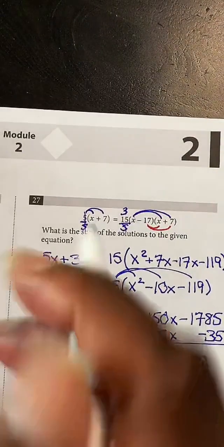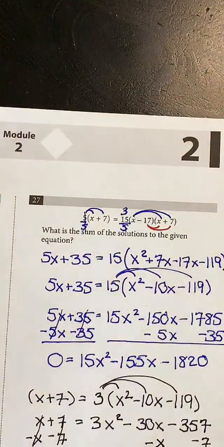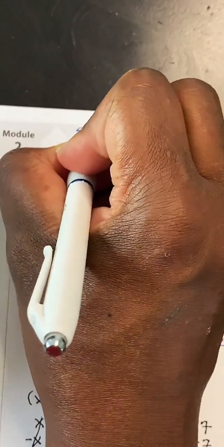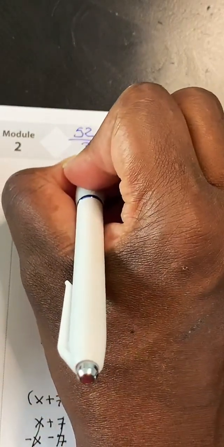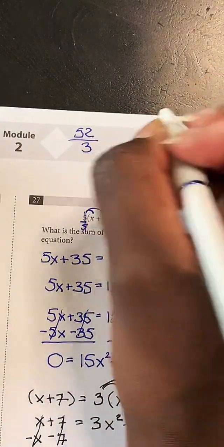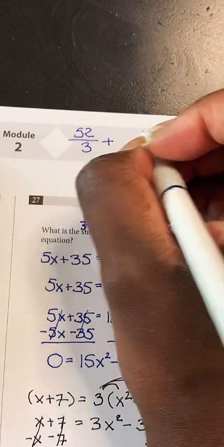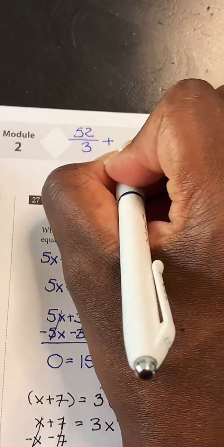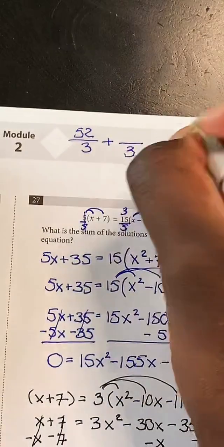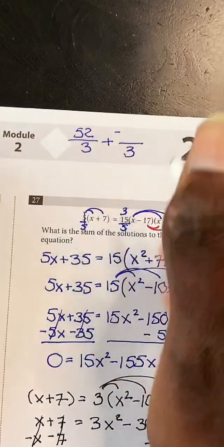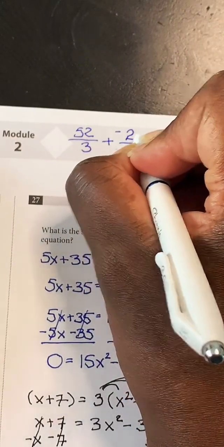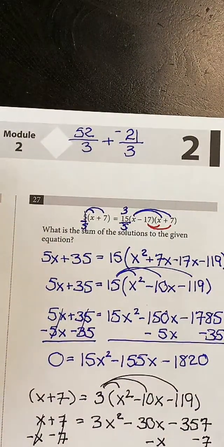So now we got to take these 2 answers and we have to add them. So I'm going to see if I can put some room up here. So we have our 52 thirds. And then we have plus, because they want the sum, my negative 7, but I have to make that negative 7 into a negative 21 over 3, because 21 divided by 3 will give me that 7.